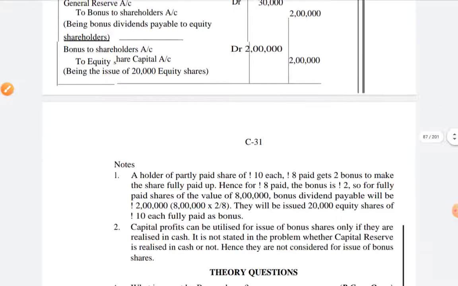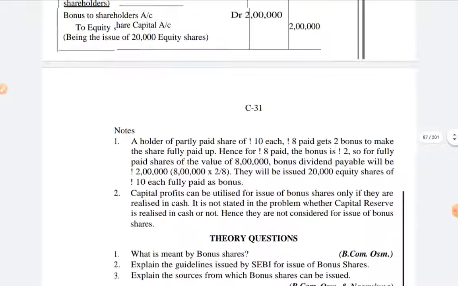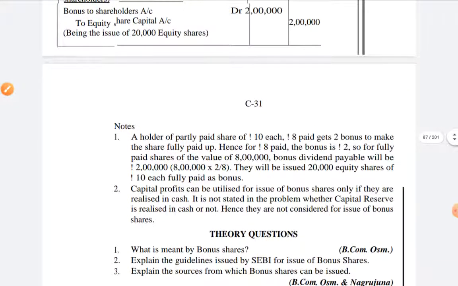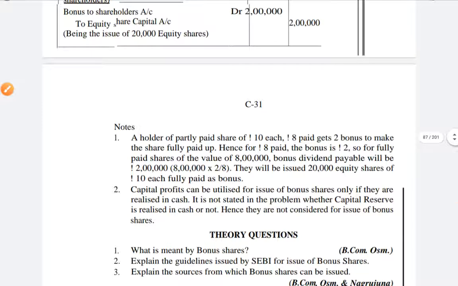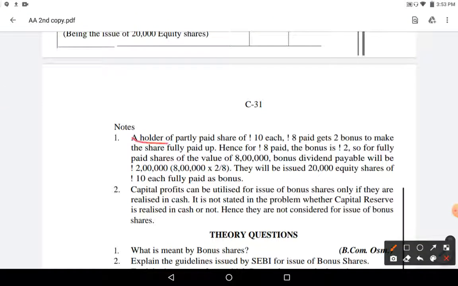And here is the capital. A holder of partly paid up shares, 8 rupees, gets 2 rupees as bonus. So fully paid up shareholders will get how much? That is what I said now. For 8 rupees paid you are getting 2 rupees. So bonus is to 1. That is what we did.